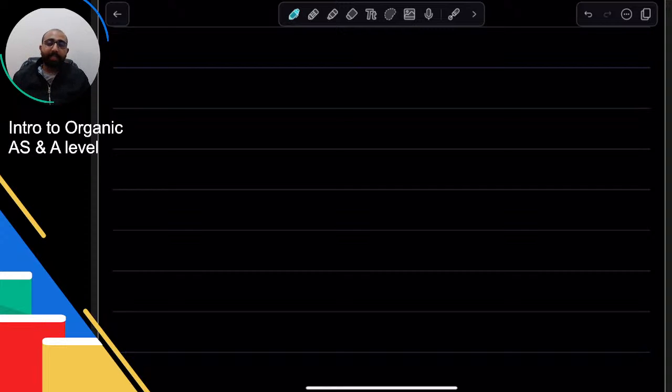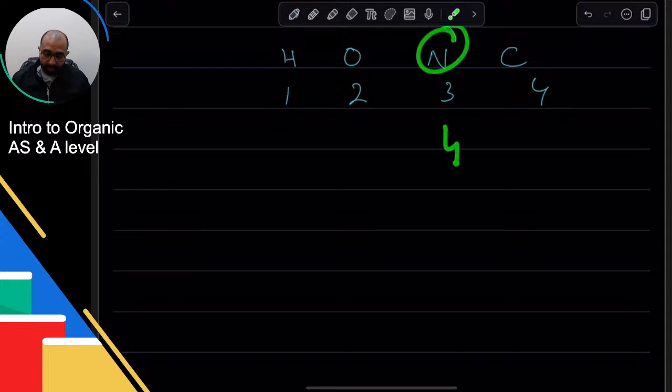So what I was saying before was that you have four main elements that are going to be used here, and they are H, O, N and C. 1, 2, 3, 4, which is the number of bonds that they make. Yet sometimes nitrogen can make 4 bonds and carbon can make 5 bonds. So if you see carbon making 5 bonds and nitrogen making 4 bonds, don't worry.